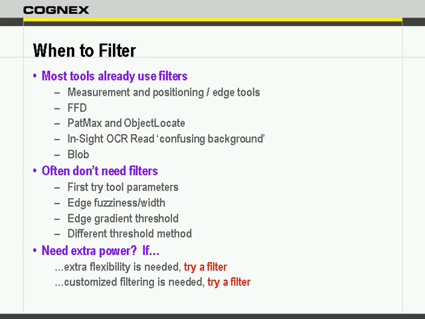So this basically means we've already tried the parameters, we've already tried fixing light, fixing part presentation, camera and light angles, and so on and so forth. At that point, using a filter is a good option. And the reason you don't want to jump right into that is because a filter is another tool, which means that it can take up more processing time and it can take up memory. So you want to use it only when you need to.